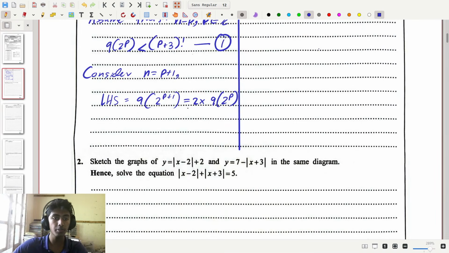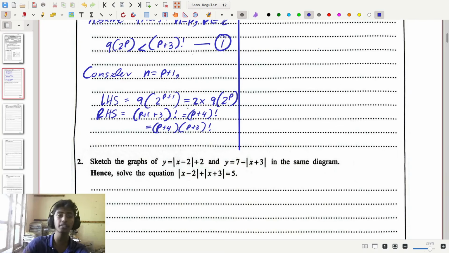The RHS, which I'm going to write down here, is equal to n plus 3, or p plus 1 plus 3 factorial, which is p plus 4 factorial, which I'm going to write as p plus 4 times p plus 3 factorial. We can of course do this since the factorial function is just the product of all the positive integers from your starting value down until 1.